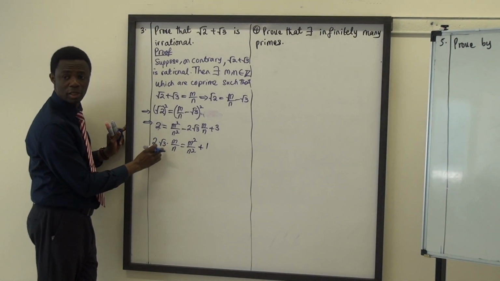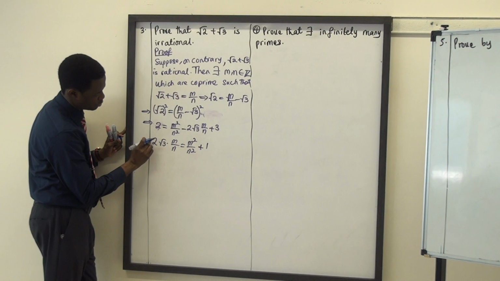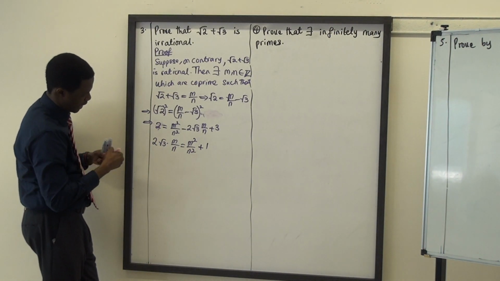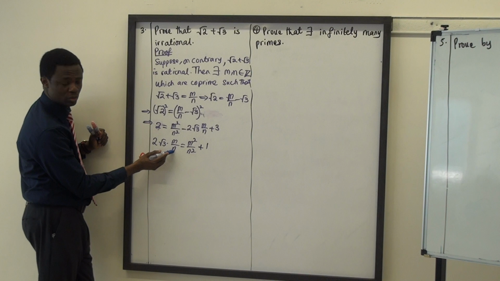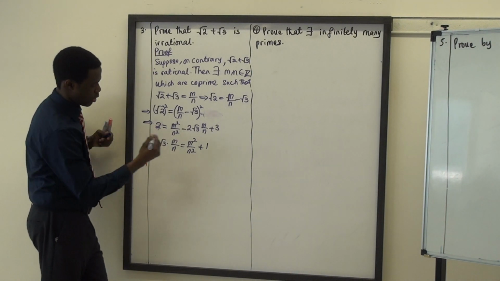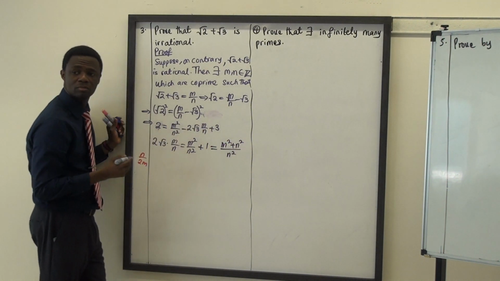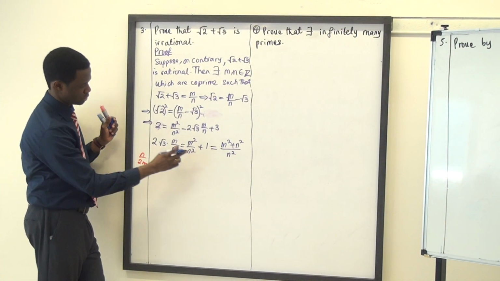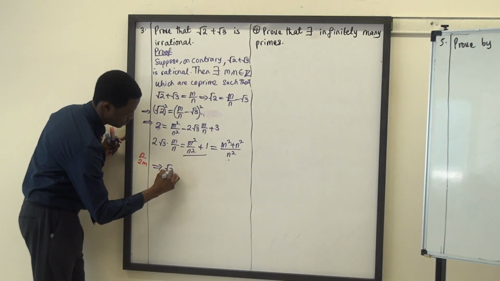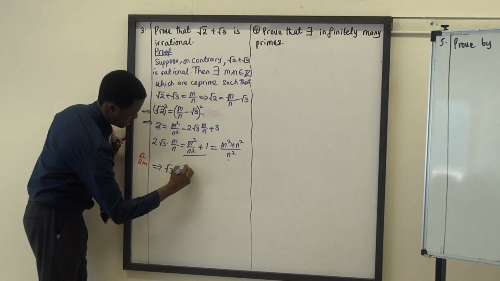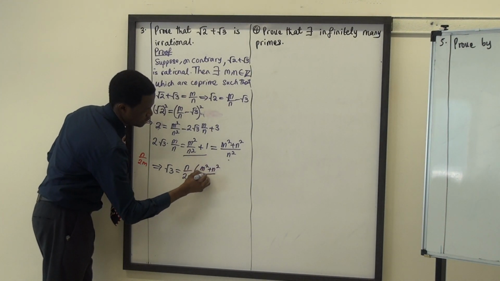Let me try to isolate root 3. If I want to isolate root 3, I'm going to multiply both sides by n over 2m. You agree? So that this can cancel the one below and this 2m can cancel the one above. However, before then, this is m squared plus n squared divided by n squared. Yes? This is this. Okay? So it means my root 3 will be n over 2m multiplying m squared plus n squared divided by n squared.